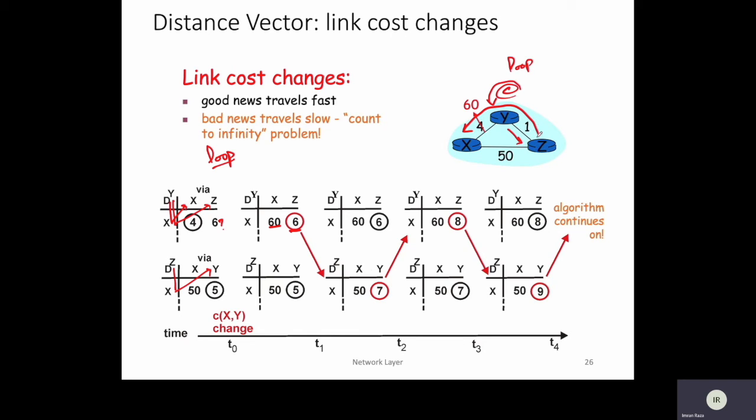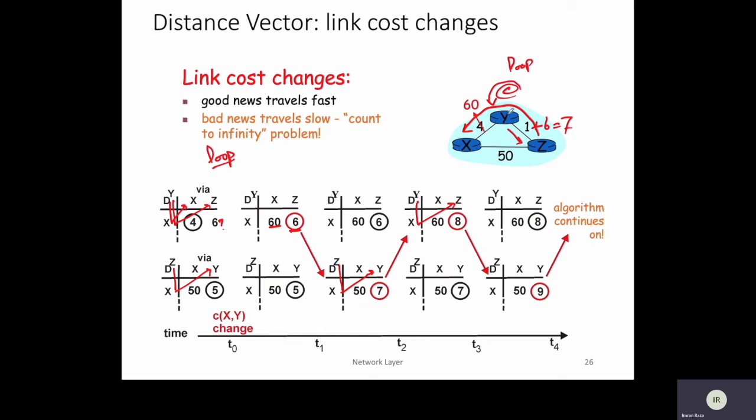So y is telling z that the new least cost is 6. So z says, okay, fine. The cost to reach from me to y is 1, so 1 plus 6 is 7. Again, z tells y that the cost to reach from me to x is 7. And y again says, okay, fine, what is the cost to reach from me to z? 1. So again, the cost to reach from y to x via z is 8.